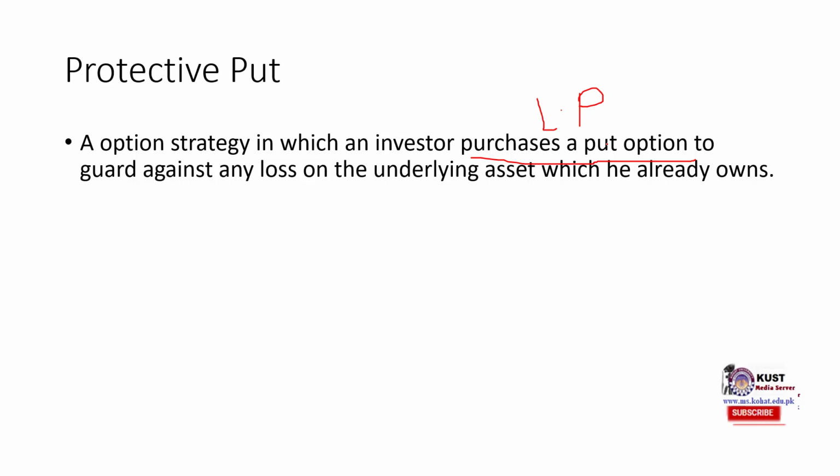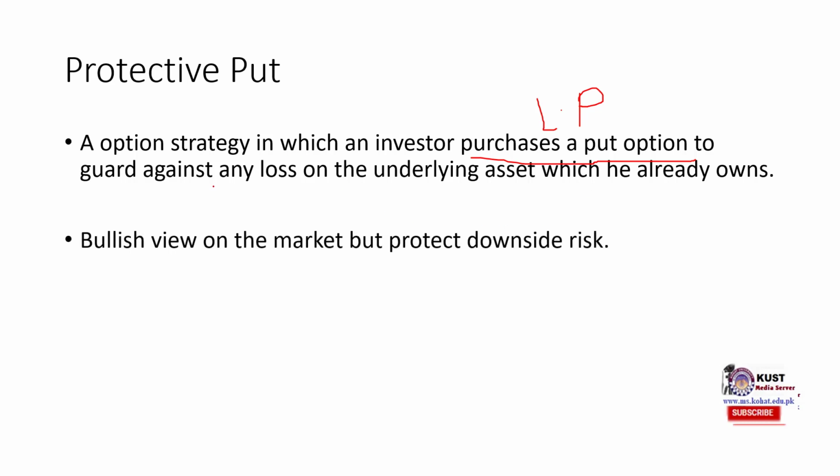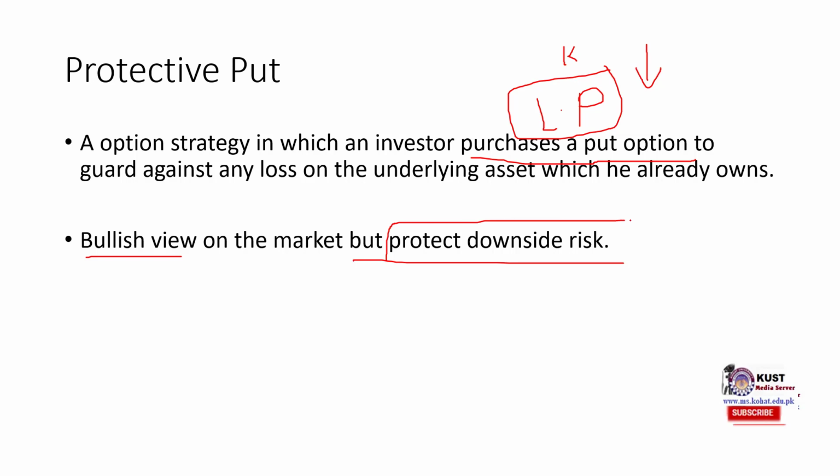Now, when do we go for protective put strategy? When we think that the market is bullish, but we want to protect our downside risk. When we have a long put option, what it means is that if the prices decrease, even then we would be able to sell at the strike price that we have decided in our long put. In that way, we have protected our downside risk. By downside risk, we mean the risk that would occur due to the decrease in the prices.